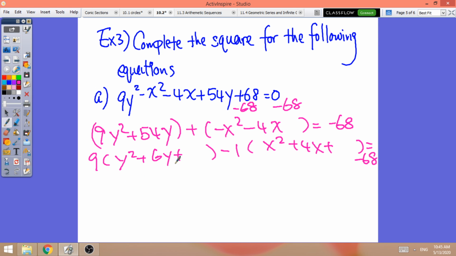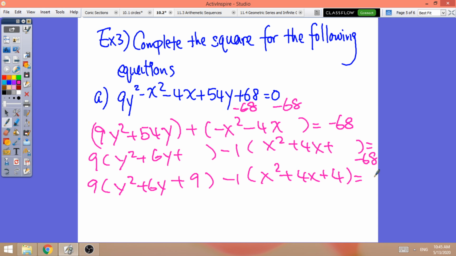So complete the square for this. Again, b over 2 quantity squared. So we got 9 times the quantity of y squared plus 6y plus 9. Again, 6 over 2 quantity squared, then that'll be 9. Negative 1, just leave it. x squared plus 4x. So the complete square for this one, 4 divided by 2, b over 2 quantity squared. So 4 over 2 quantity squared, so we do have 4. Again, negative 68, carry that over.